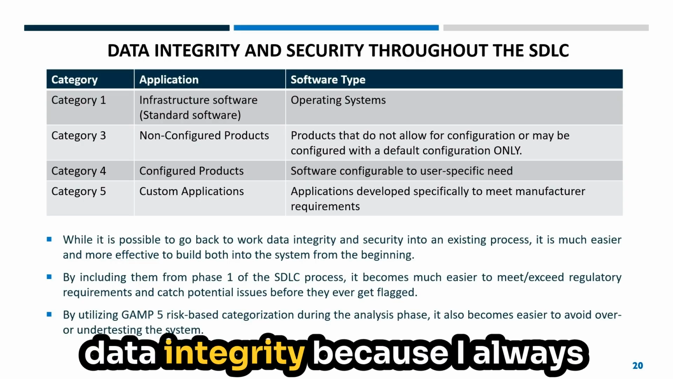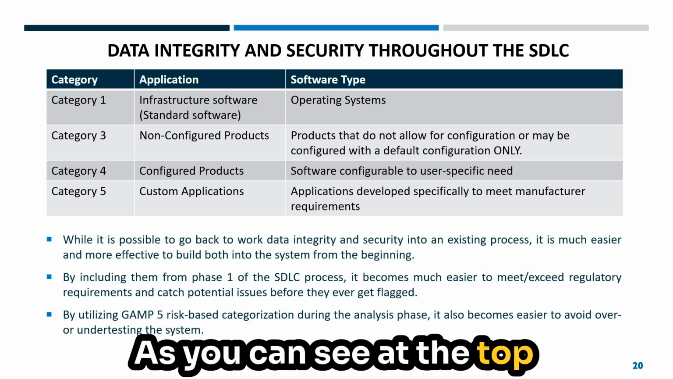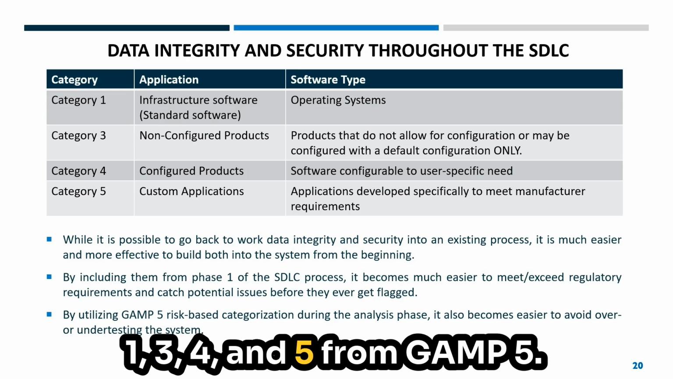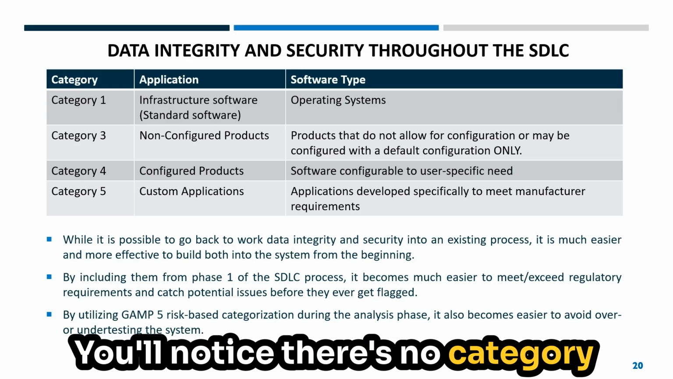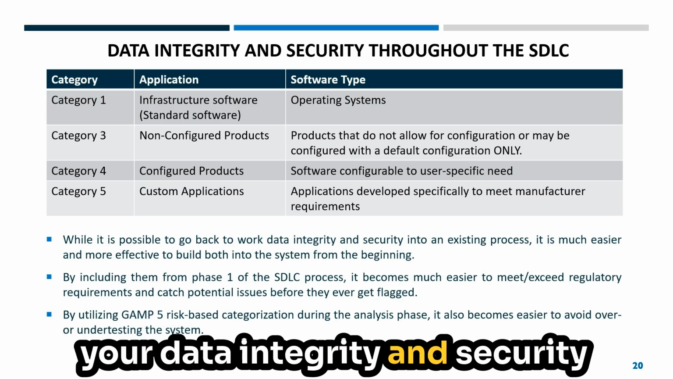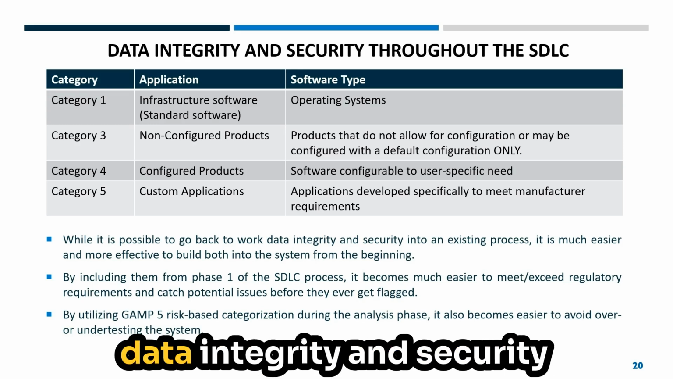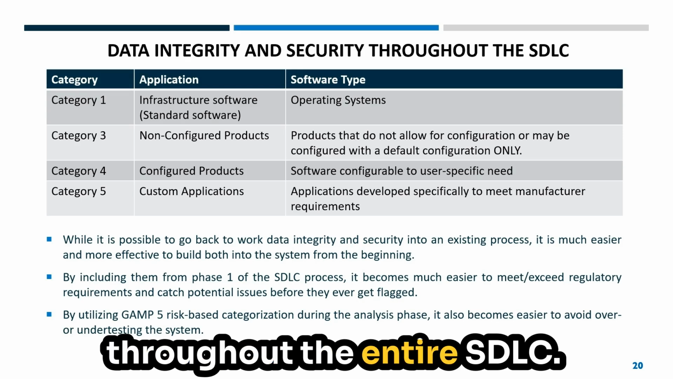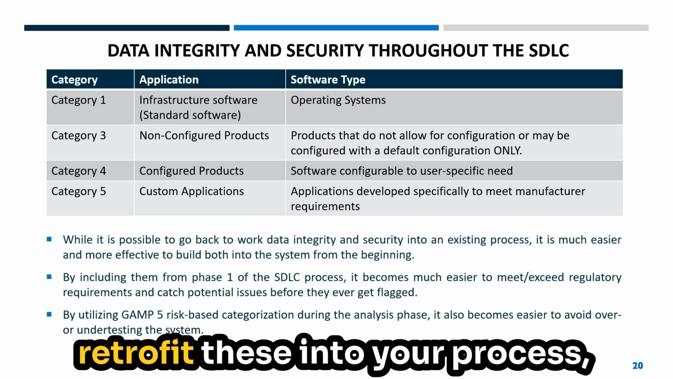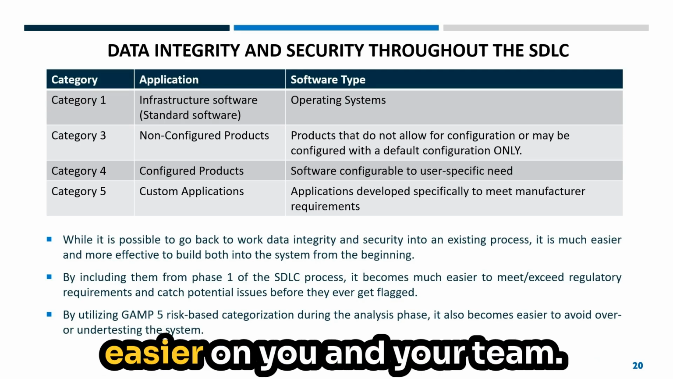Finally, I want to talk about data integrity because I always talk about data integrity. As you can see at the top here, I have a list of categories 1, 3, 4, and 5 from GAMP 5. You'll notice there's no category 2, and that is on purpose. Depending on the category, your data integrity and security are going to look different. It is important to consider your data integrity and security throughout the entire SDLC. It is possible to go through and retrofit these into your process, but if you build them in from the beginning, it's going to be much easier on you and your team.